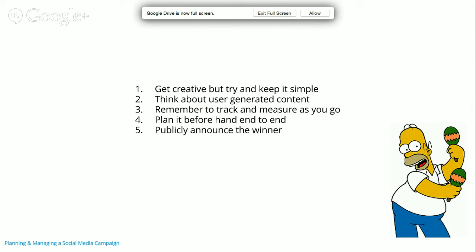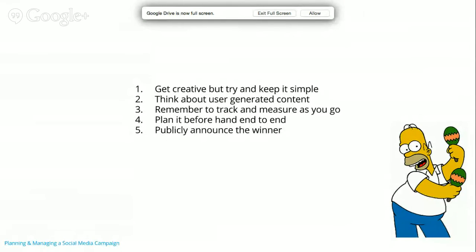That's absolutely fundamental. Think about the user-generated content that you want to achieve, but think about that right at the beginning of the planning of the campaign. It's really important that you do the planning. Track and measure as you go, and of course think about the tools that you're going to need to get to that conclusion. You're running a campaign, you want to see how it's worked. What did it drive? What was the bottom line? Did we achieve what we were looking to achieve through this campaign?